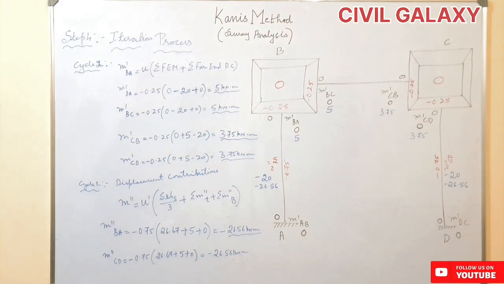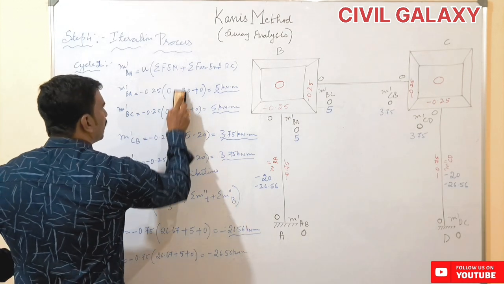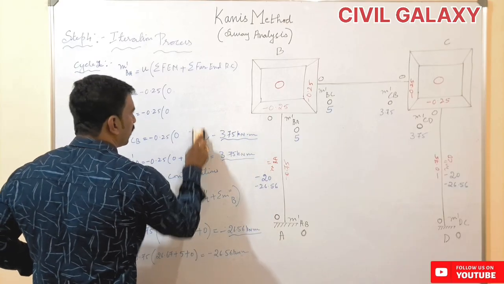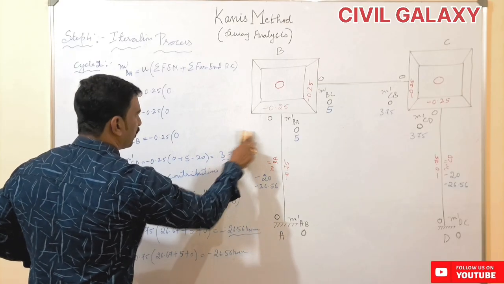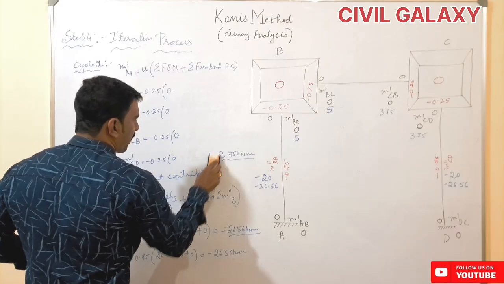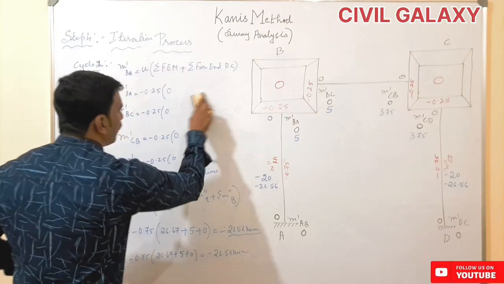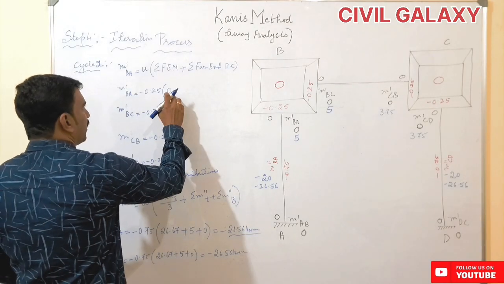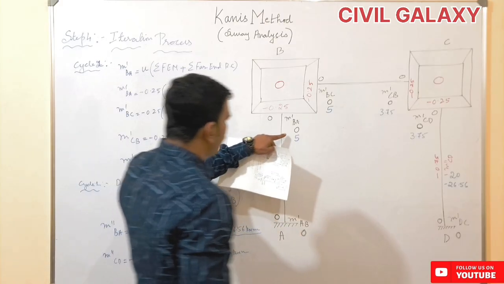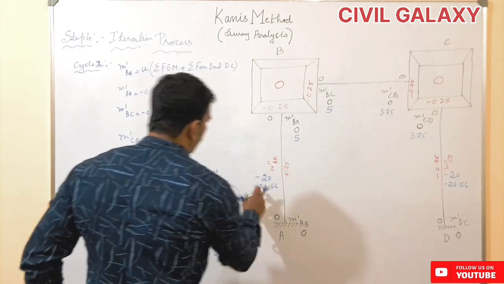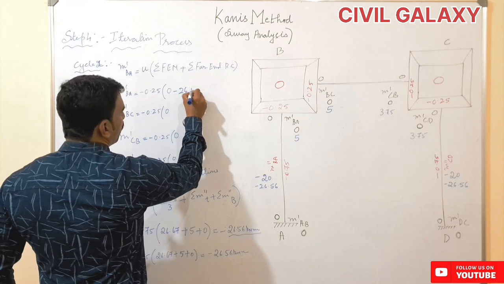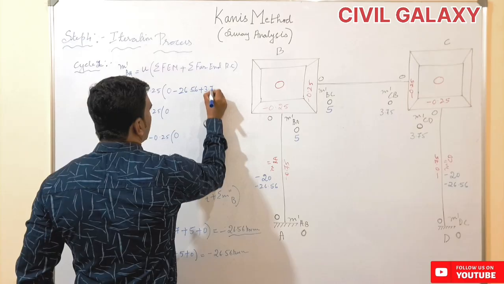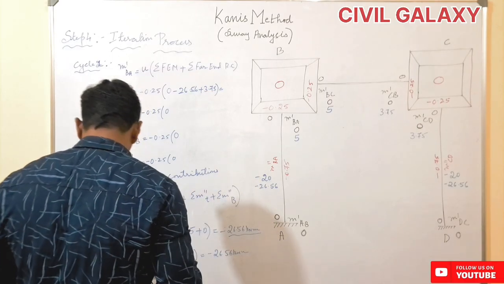So if we go for the third cycle, see here. Here for M dash BA, the far end rotation contributions, we have got a new value, that is minus 26.56, and here we have got a new value, that is plus 3.75.